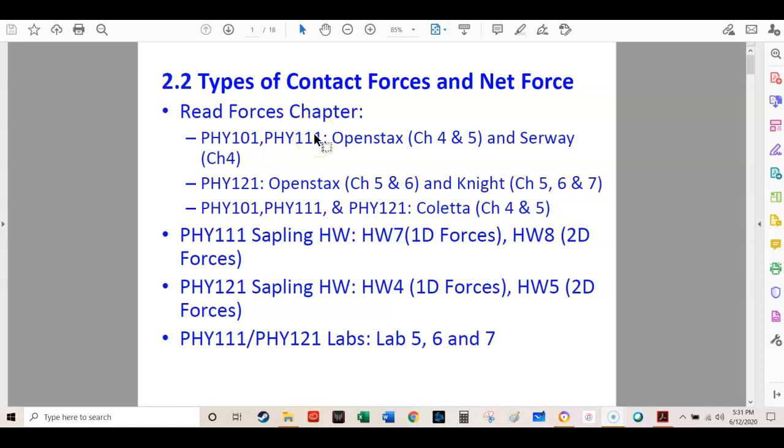Hello, we are moving on to listing and talking about the idiosyncrasies of all the types of contact forces. We had discussed the non-contact force due to gravity, mg. But now we're moving on to the types of contact force and also net force. We're also going to be practicing creating force diagrams, all right? As well as using those force diagrams and applying Newton's second law to create equations.